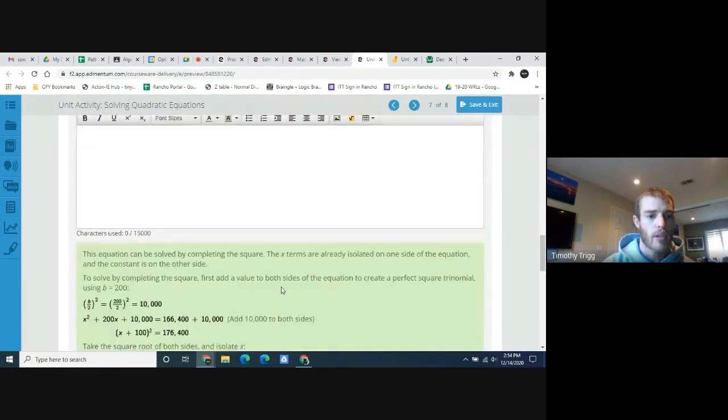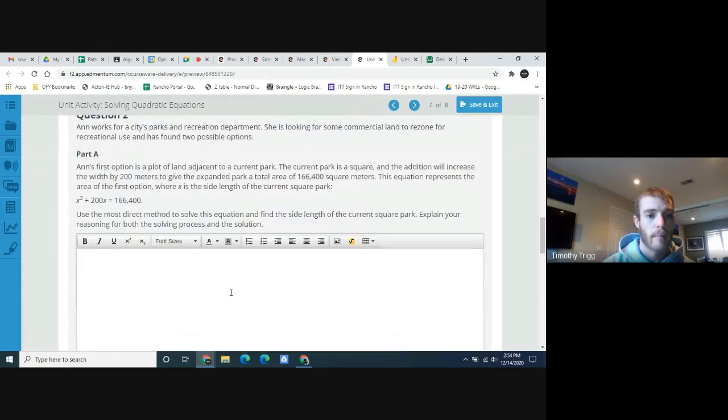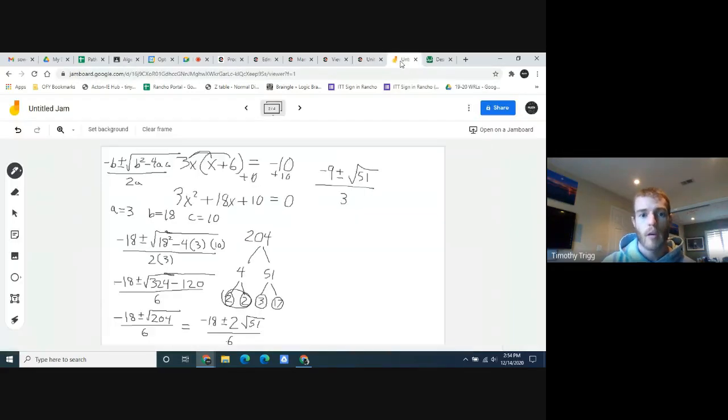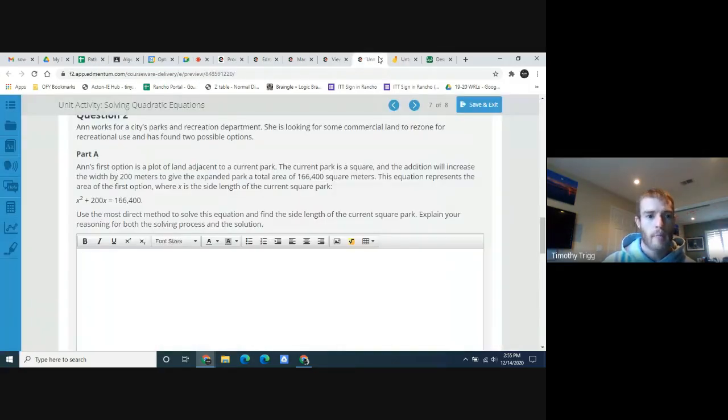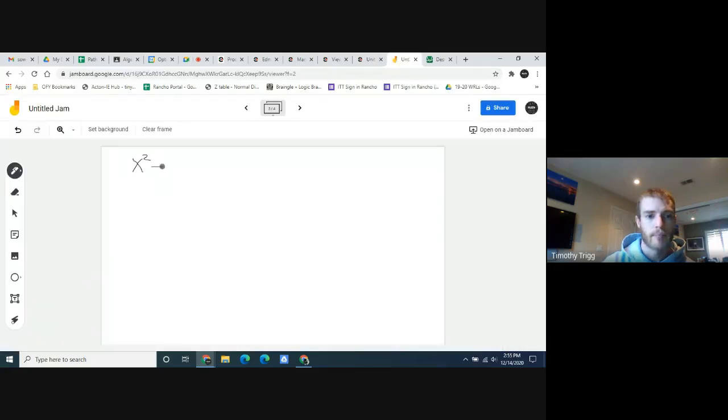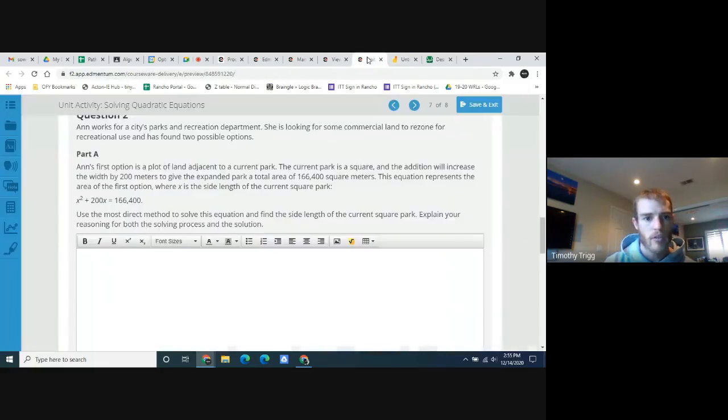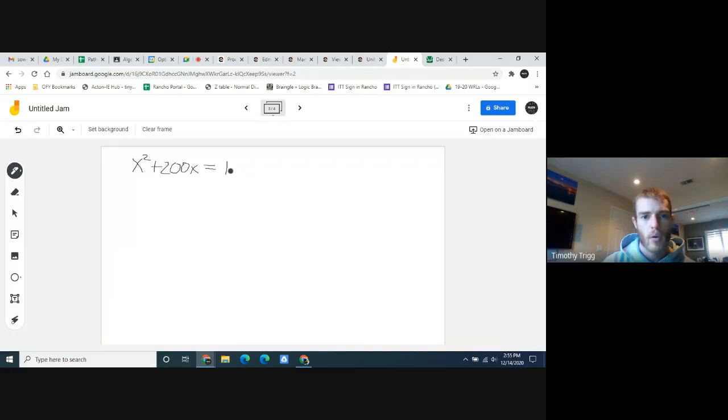So they are using, it looks like, completing the square. Well, we're not going to use completing the square. We're actually just going to use the quadratic formula again. So it's much like what we did in the last problem, except these numbers are much bigger. But that's okay. It doesn't really make a difference. So it's going to be x squared plus 200x equals, and it was 166,400.